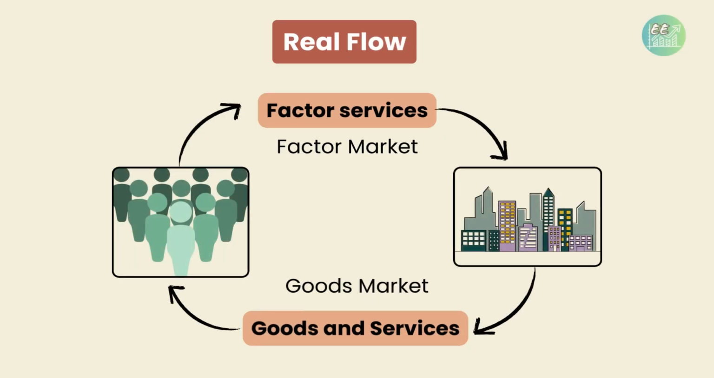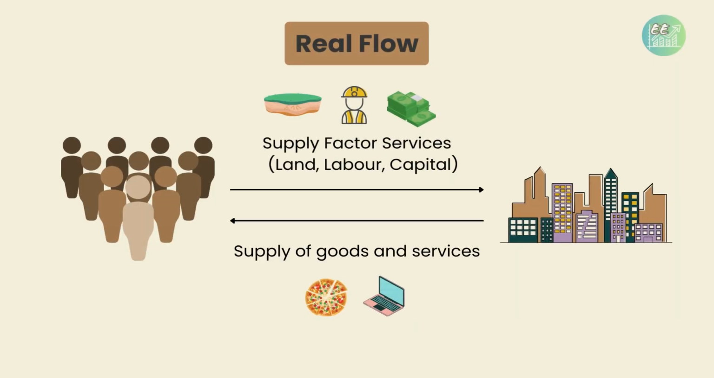Real flow. In real flow, goods and services are transferred to households by firms and factors of production are transferred to firms by households. Firms produce goods and services with the help of factors of production and supply them to households through the goods and services market. Households own factors of production such as land, labor, and capital and supply them to firms through the factors market. So, in real flow, on the one hand, households supply their services in the form of labor, land, and capital to firms, and on the other hand, firms supply goods and services to households.